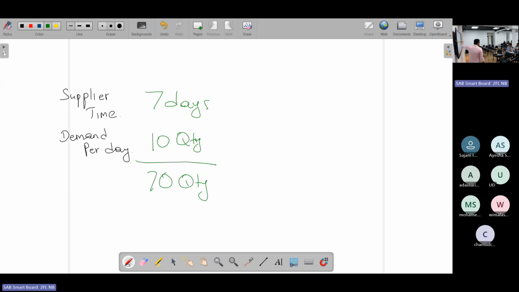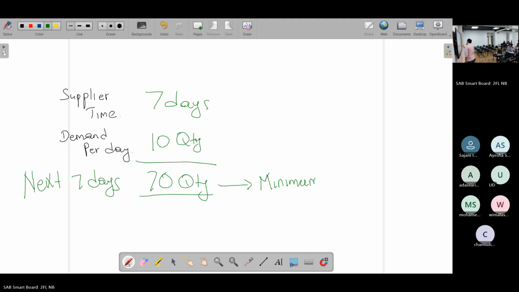Reorder level. Here 70 quantities minimum they should have for the next 7 days. Minimum amount they should have. Make clear? Because they will receive the new order on next Sunday, until that period they should fulfill their customer needs. So minimum 70 quantity they should have. So if 70 is minimum, how much is the reorder level?